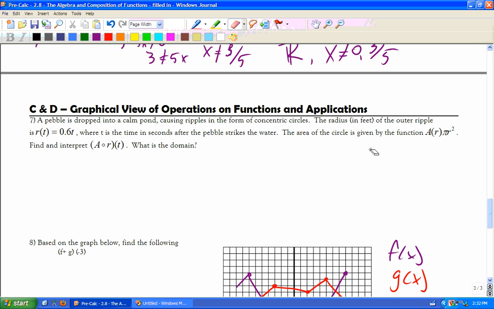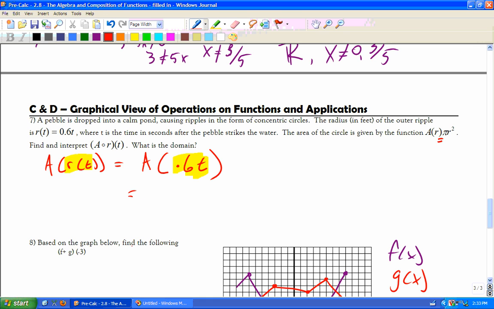The area of the circle is given, obviously, by A of r equals pi r squared. It shouldn't be too surprising. Find the area of r of t. So what it's asking is the area of r of t. That's going to be the area of 0.6 t. What that's saying is that given the fact that the radius is dependent upon the time, well, that means that the area is dependent upon the time.